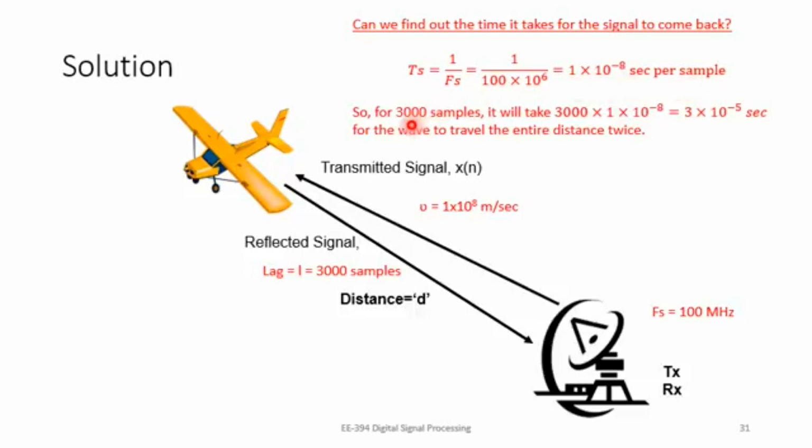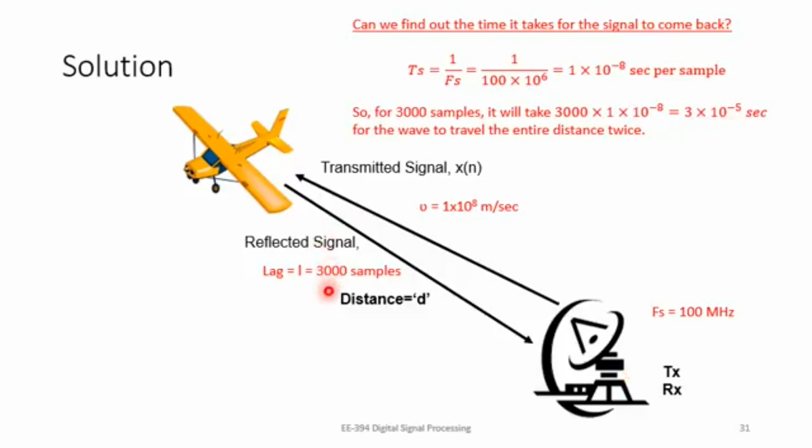So if a signal is coming back in 3000 samples, then 3000 multiplied by 1 × 10^-8 is equal to 3 × 10^-5 seconds. So now we know the time that it takes, 3 × 10^-5 seconds, for the wave to travel the entire distance. That is, to go from the transmitter to the target and then come back to the receiver. It is actually taking 3 × 10^-5 seconds.